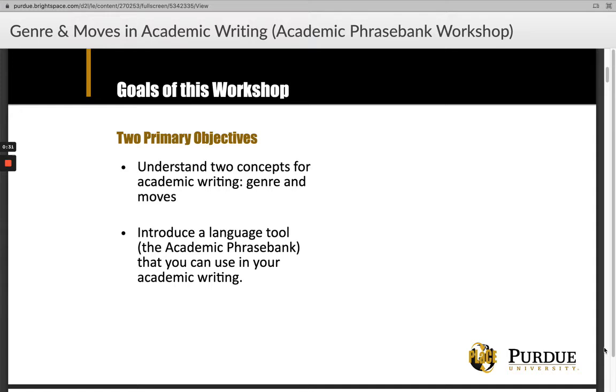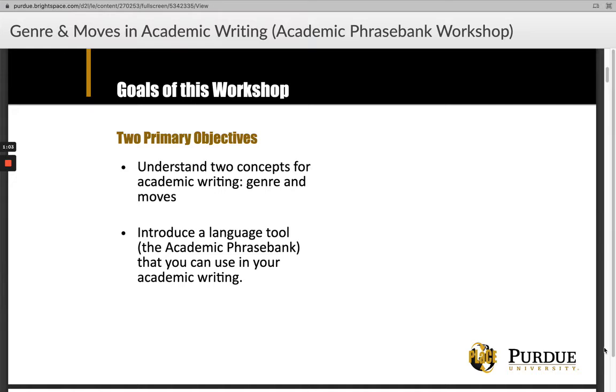So the goals are to introduce the concepts of genre and moves, and then to introduce a language tool that you can use to apply these concepts in your own writing and in your own reading. So briefly, genre refers to types of writing. These can be very broad, like academic writing is a genre, scientific writing is a genre, newspaper writing or magazine writing can be a genre, but within each of those very broad genres, we have more focused genres.